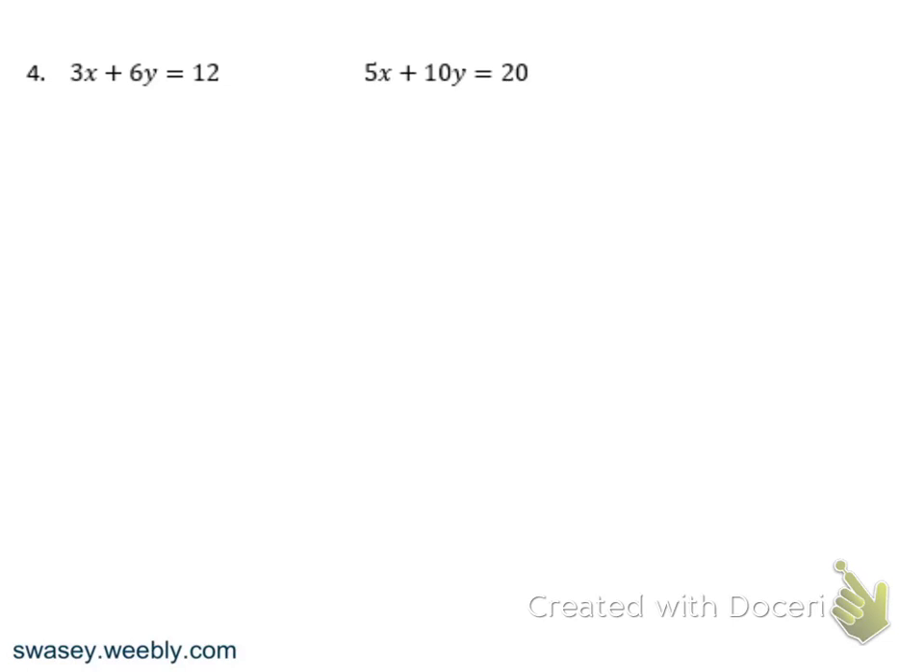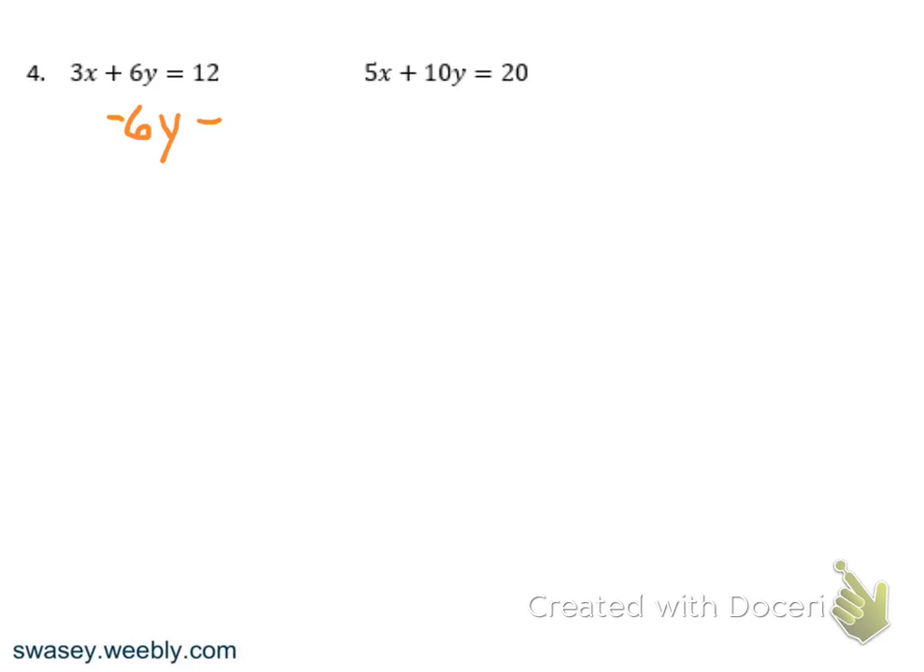Number 4. This one is a little bit more challenging. We don't have an obvious place to start. I'd probably start with my smallest coefficient. That might be the easiest, especially since I noticed that all of these will divide by 3. That can make our life a little easier. So I'm going to solve for x in the first equation.